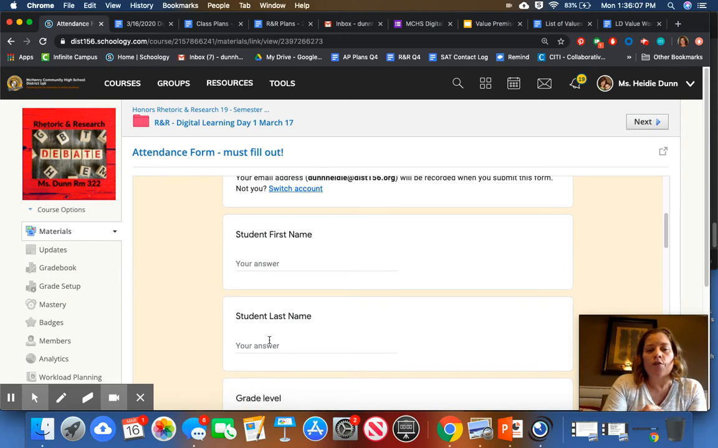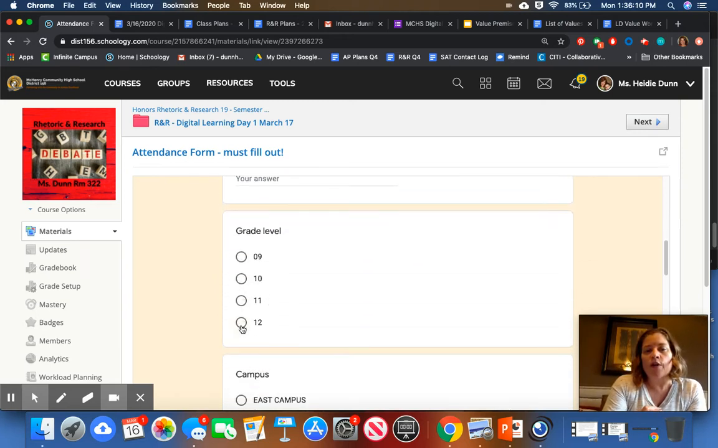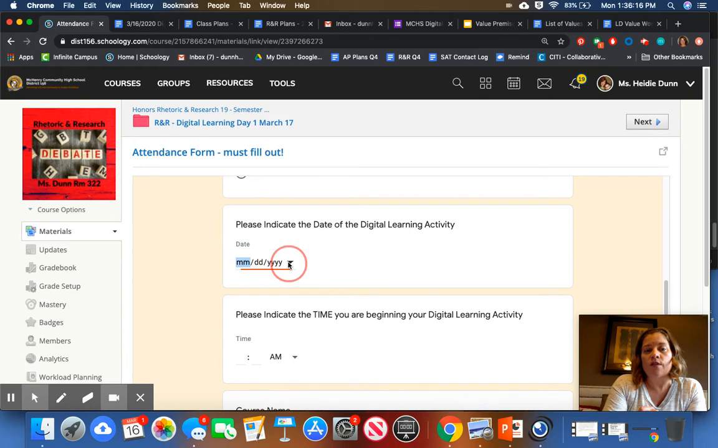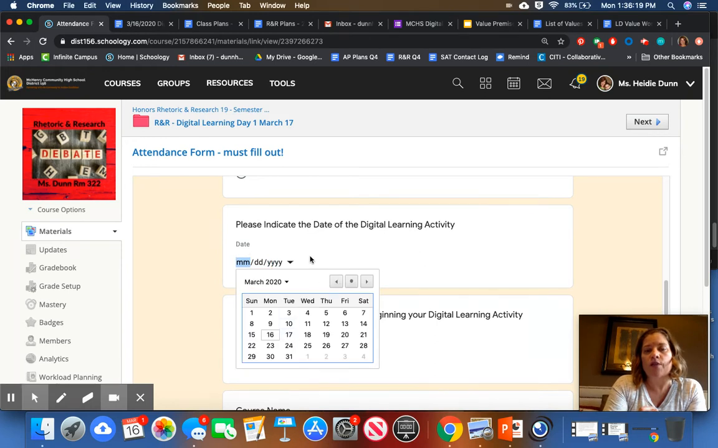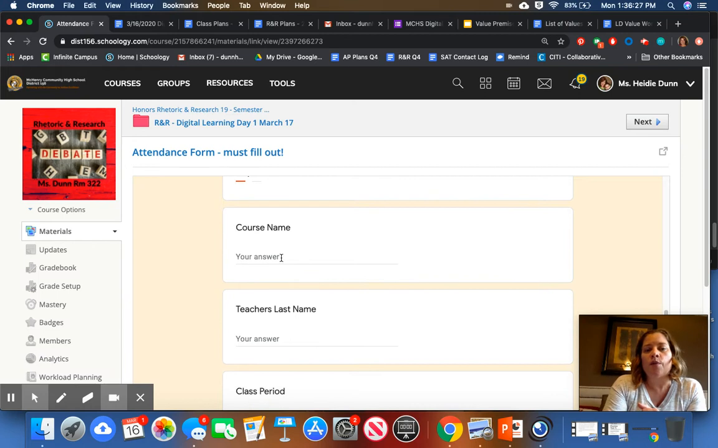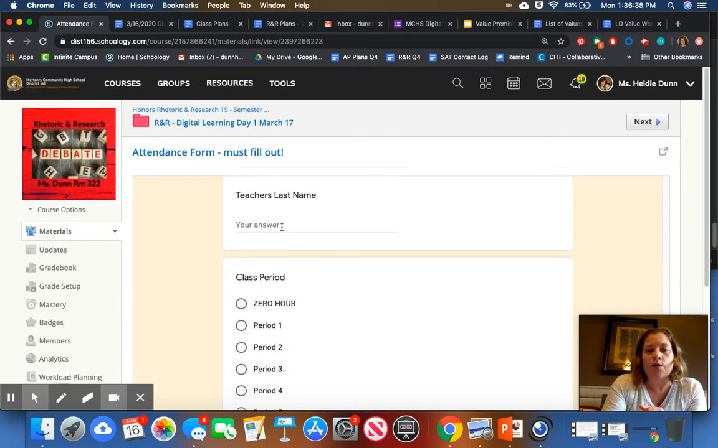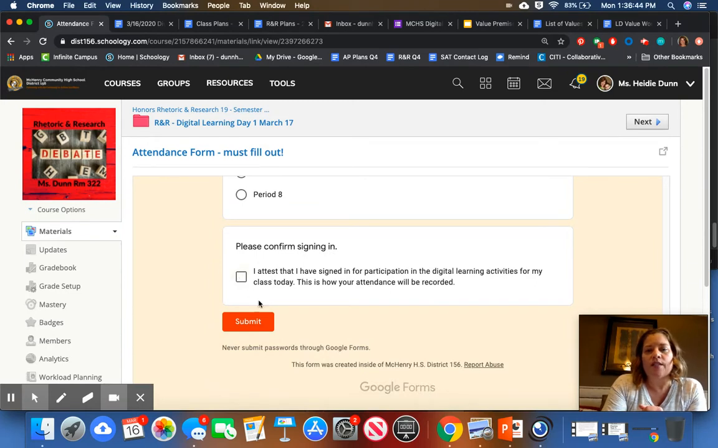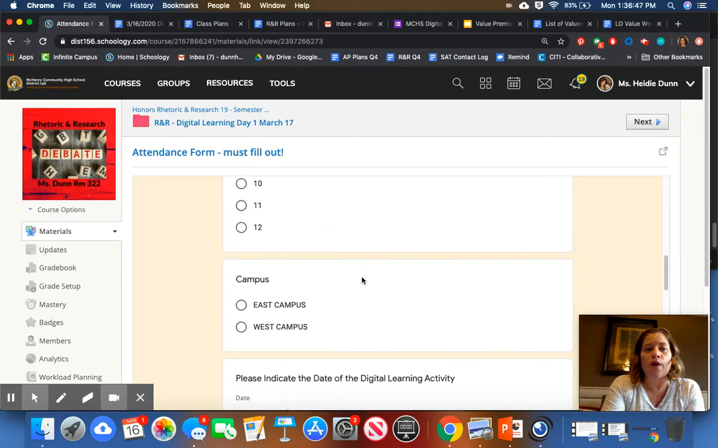Here's where you put your first name, your last name, check whatever grade you're in, 10, 11, or 12. You're at East Campus. Put in the date. You can click on this and it'll take you to the calendar, so you'll click March 17th for that. And then what time it is that you're checking in, fill that in for each class. Here you can put R&R Honors, Research and Rhetoric Honors. Either one is fine. I think it's for me so that I can sort them. Here's my last name. You put done in there. And then find period 3, check that, and then submit the form. And that's what you'll do every day.